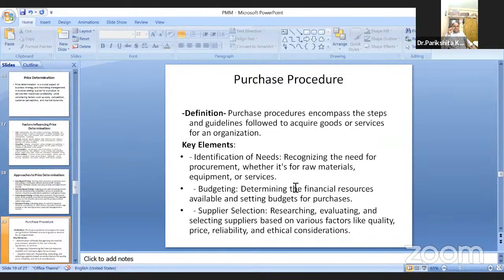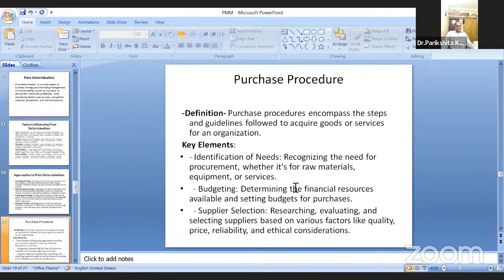They have prepared the budget. Accordingly, the expenditure depends upon like this. But in an organization, in an industry, in an institution, when we are discussing the purchasing procedure, first of all, you have to identify needs and also you have to focus on budget. Yes or no? Right? Budget is important. That means it determines the financial resources available and you have to set the budget for purposes.